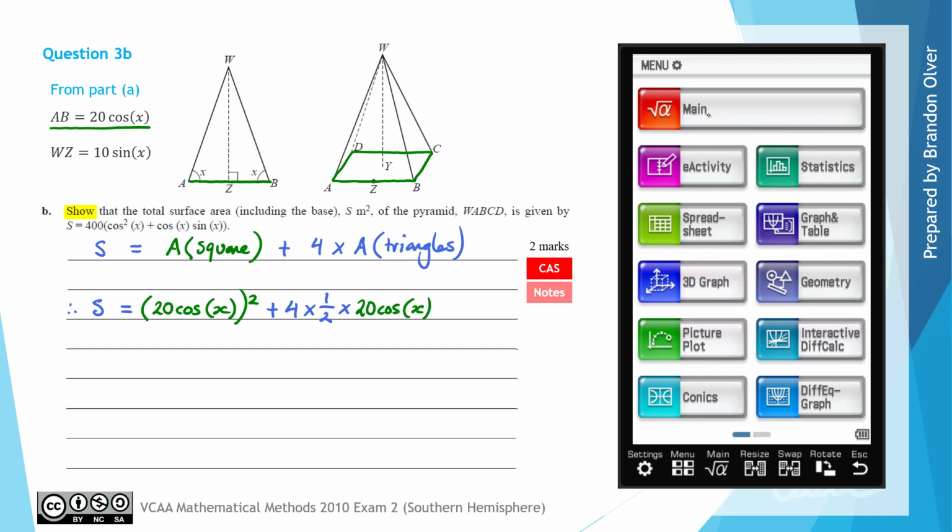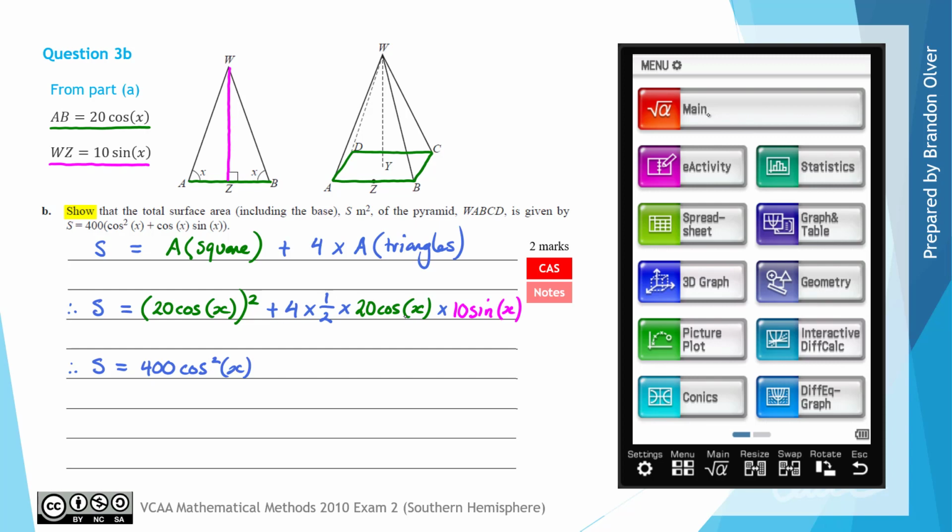And then we still need to multiply that by the height of that triangle, which is WZ, which we found before to be 10 sine of x. So we're going to multiply that by 10 sine of x. Therefore, S is going to equal, and here we'd have (20 cos of x) squared. We need to square the 20 to give 400, and square the cos x to give cos squared x. So just make sure the power 2 actually goes between the cos and the x.